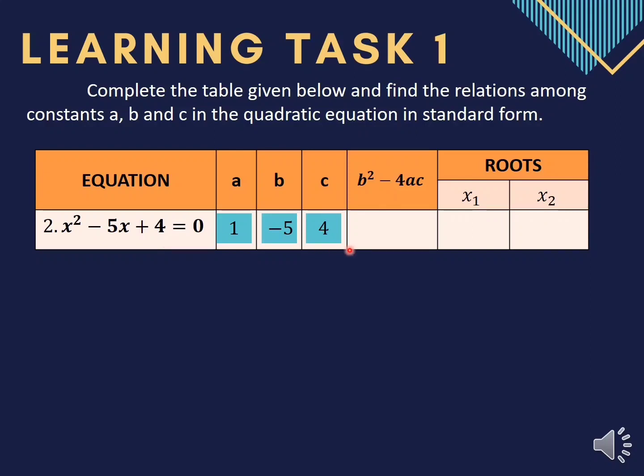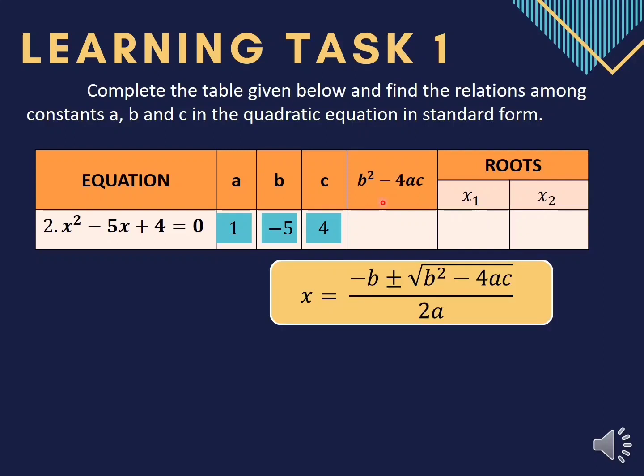After getting the values of a, b, and c, let us find the value of b squared minus 4ac. So here, we will use again this formula, b squared minus 4ac, and substitute the values. B is negative 5. So we have negative 5 squared minus 4 times, what is a? That is 1. So 4 times 1 times c, which is positive 4. So we have negative 5 squared minus 4 times 1 times 4.